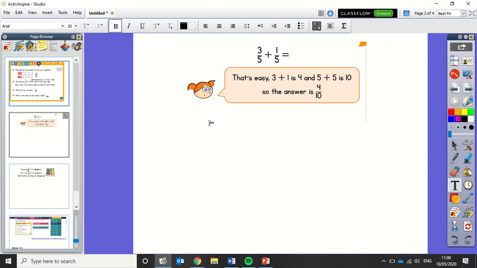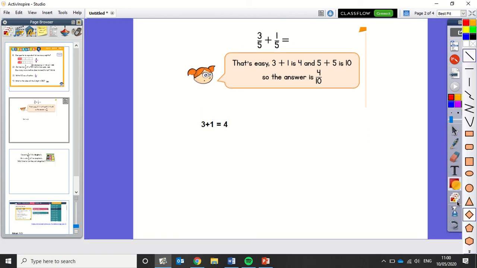And welcome back if you paused. Okay, so what's important to remember is the denominators don't get added. So we don't add the 5 and 5, we only add the 3 and 1. The denominators are the same, so that's all we have to do. We just have to add the numerators. So it's literally 3 add 1, which gives me 4.